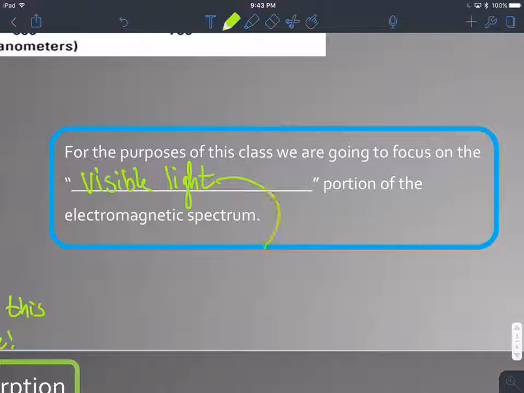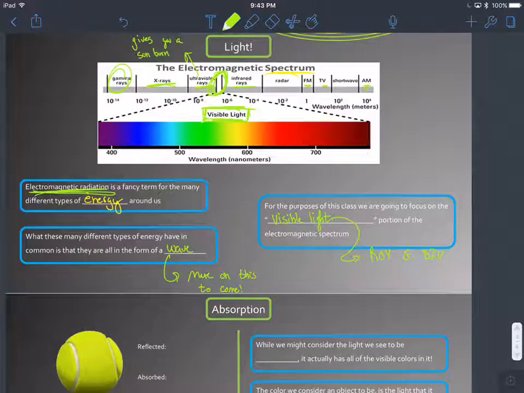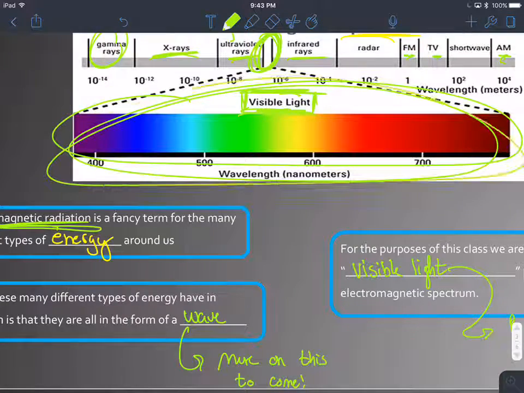And this consists of Roy G. Biv: red, orange, yellow, green, blue, indigo, violet. That's the color spectrum that you see right here.